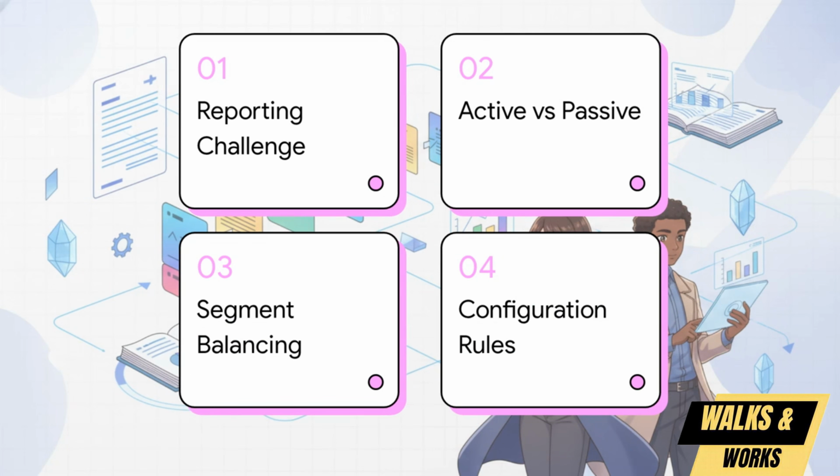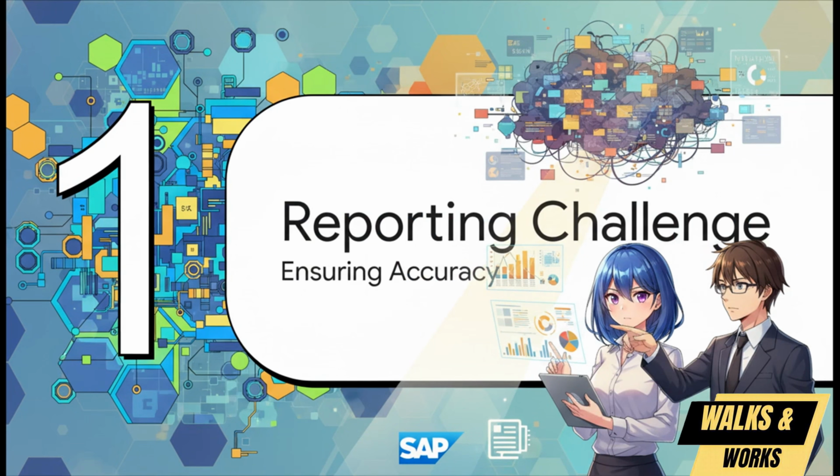Here's our roadmap for today. We're looking at the reporting accuracy challenge, active versus passive methods, segment balancing in action, and finally, configuration in data governance. Section 1. The Reporting Accuracy Challenge.